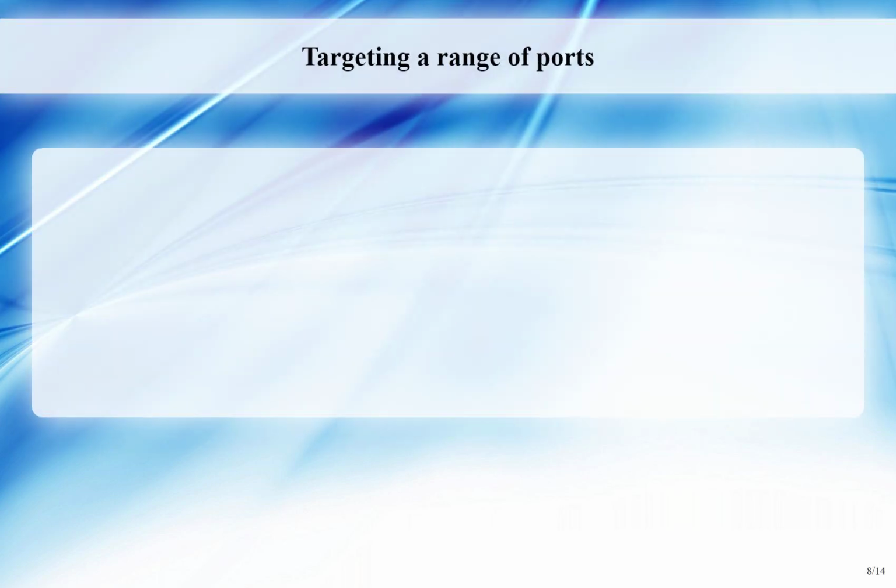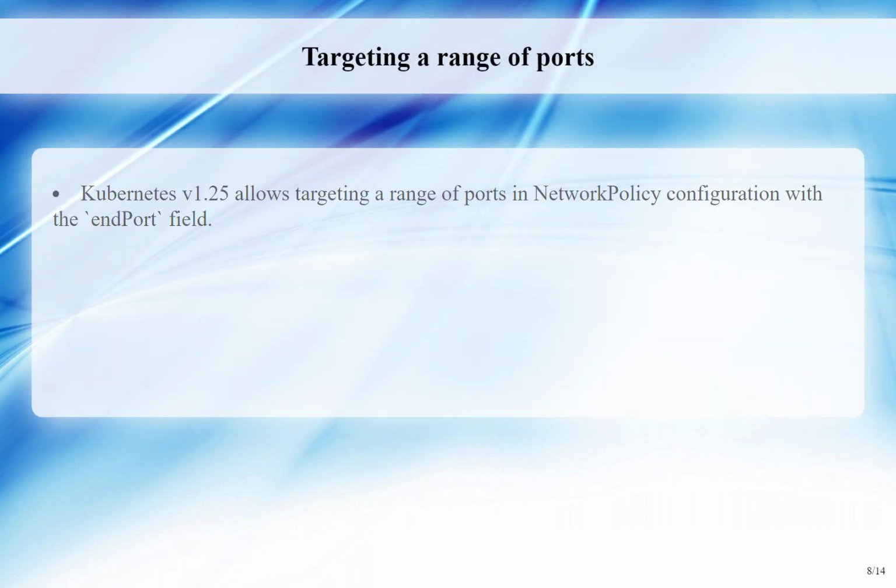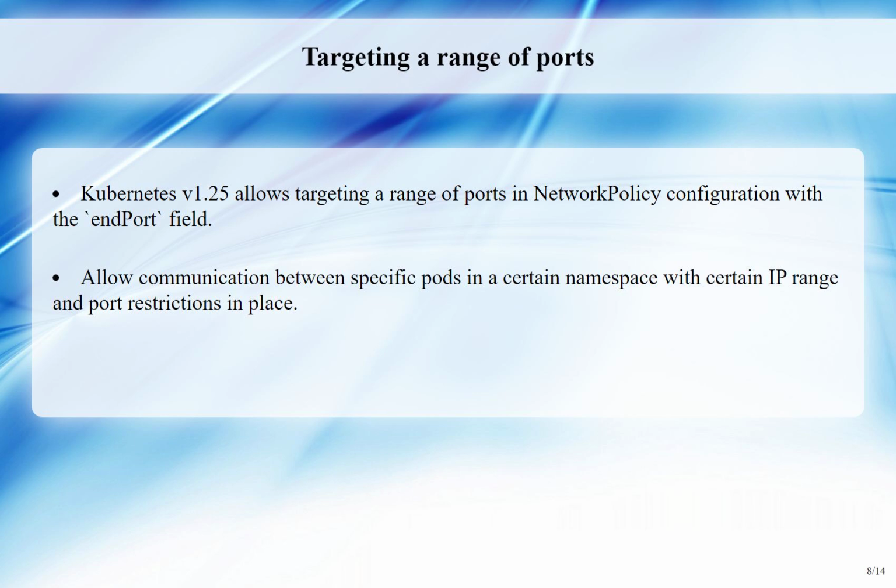Targeting a range of ports. Kubernetes v1.25 introduces a new feature that allows users to target a range of ports in network policy configuration instead of just a single port. This is done using the endPort field in the network policy YAML file. For example, a rule can be set to allow communication between pods labeled as role-db on the default namespace with any IP in the range 10.0.0.0/24 over TCP, with ports between 32000 and 32768.